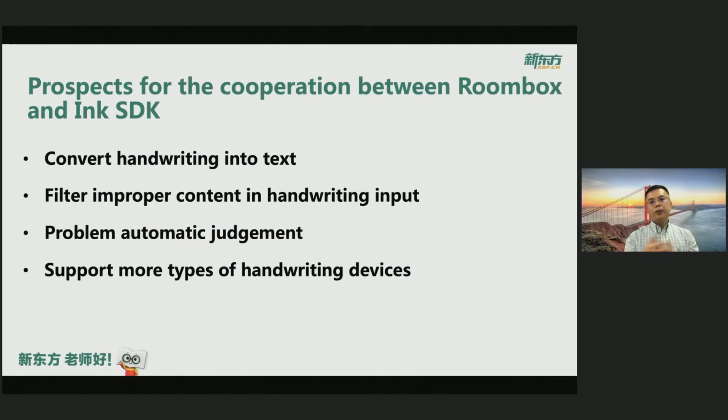Lastly, I will share my thoughts about the future cooperation between the Welcome Ink team and our team. First, we are thinking of converting the strokes into text. Because the strokes are stored as vector data, it will be very easy to do, and the Ink team has shown us this capability. Secondly, we want to do some filtering of improper content in the handwriting. And third, we want to do some AI work for automatic problem judgment of the writing by the teachers and by the students.